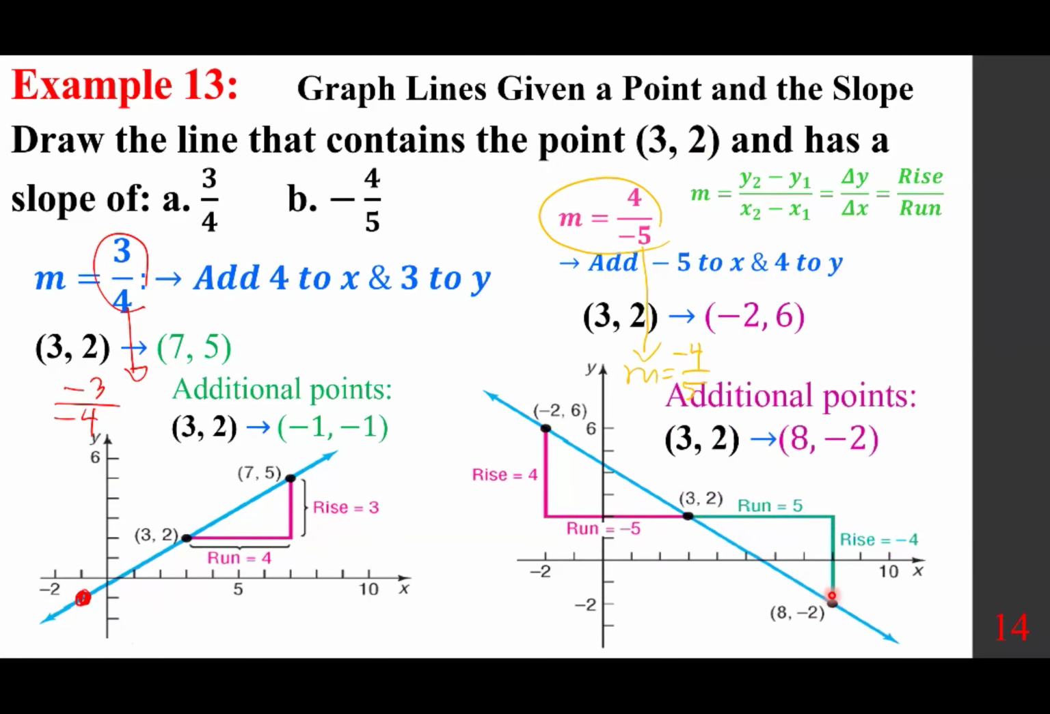That's this point, okay? So given (3, 2), the run is -5, so go to the left, and the rise is 4, go up. That gives you the new point. Or you can go the other way around. You make the run positive here and the rise negative. This is in case you want to go with that methodology.